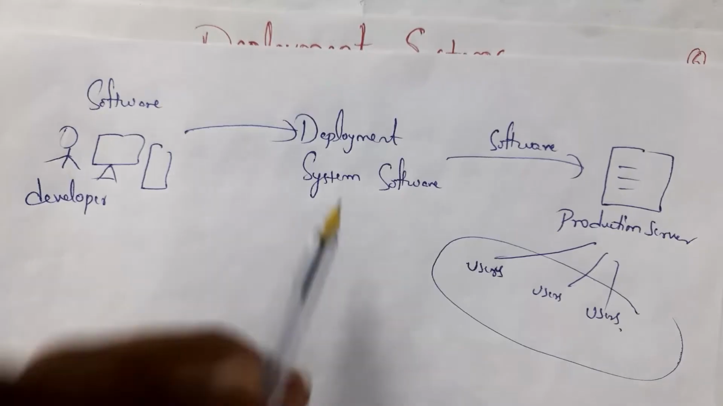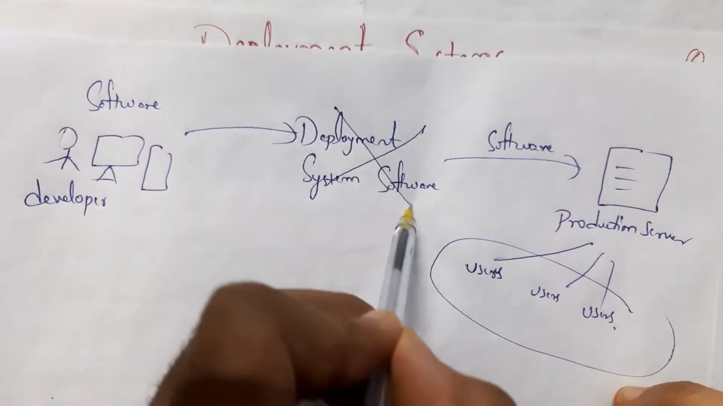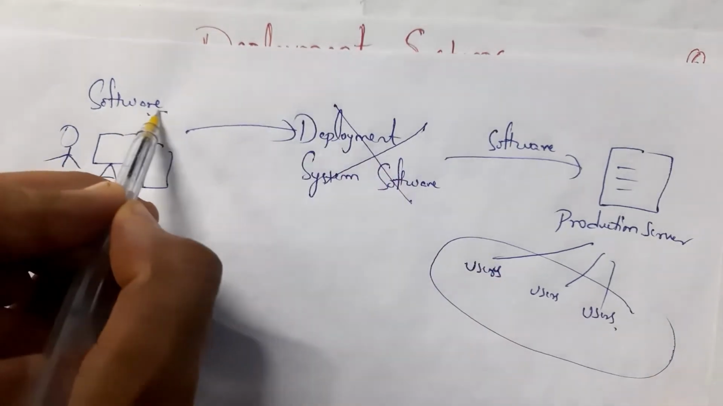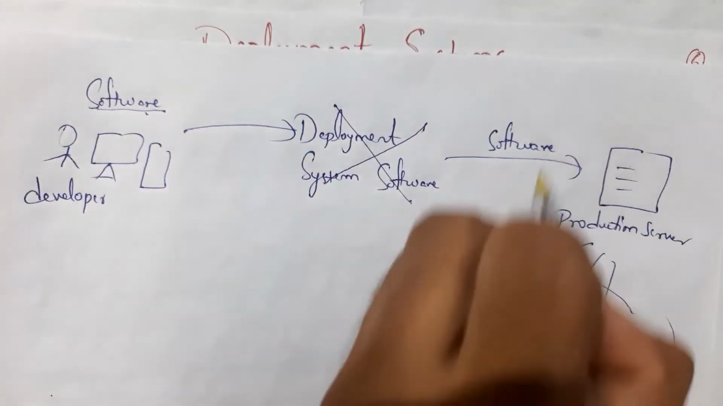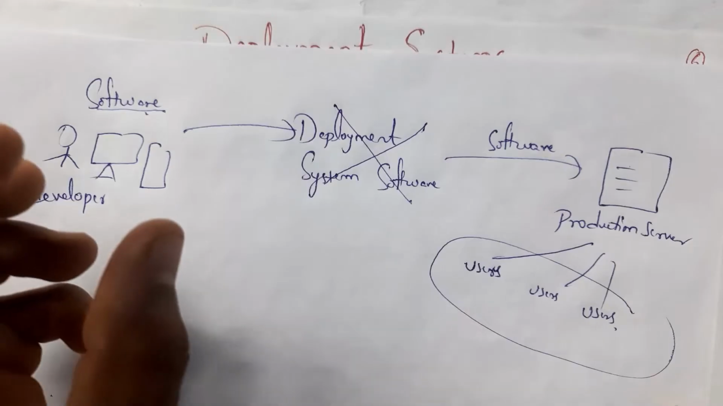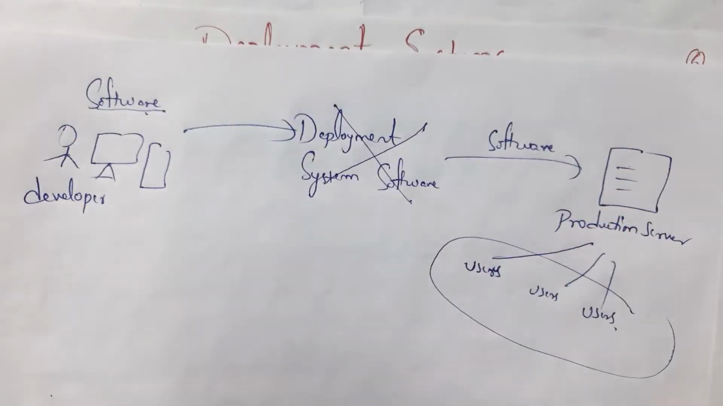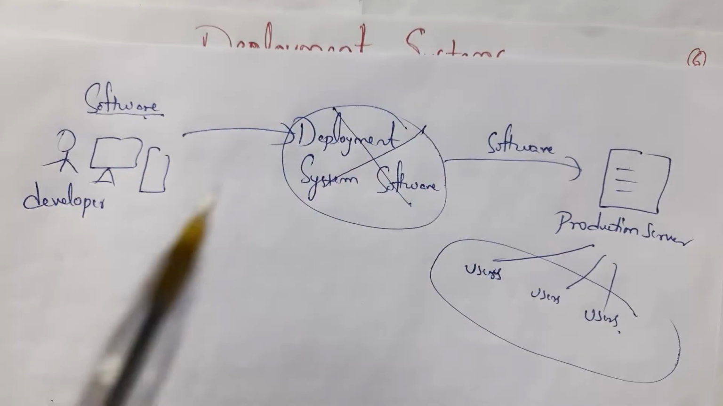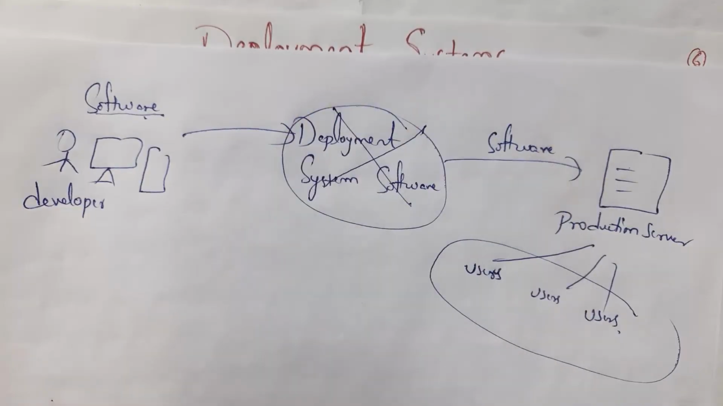For example, I am not using deployment system software. If you don't use deployment system software, then we need to place our software manually on production server. Placing our software manually on production server is very tough. It may cause errors and it will take a lot of time. That is why we need to use deployment system software in order to place our applications automatically on production server.